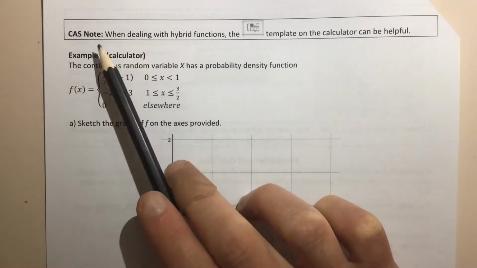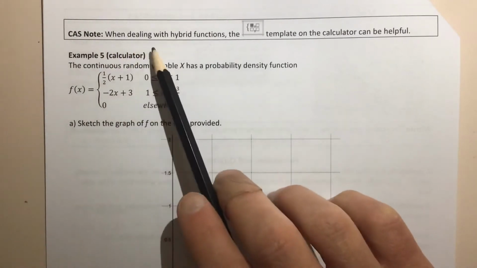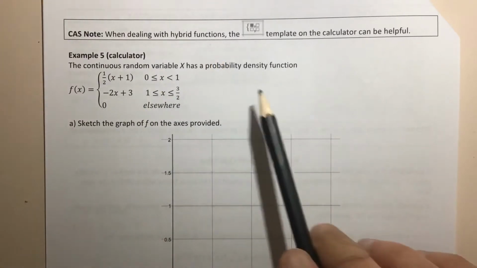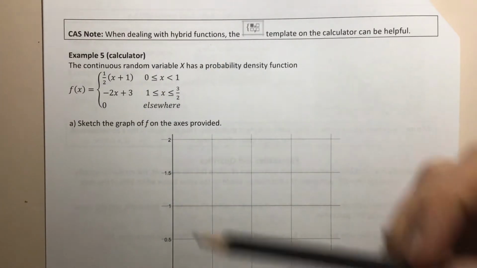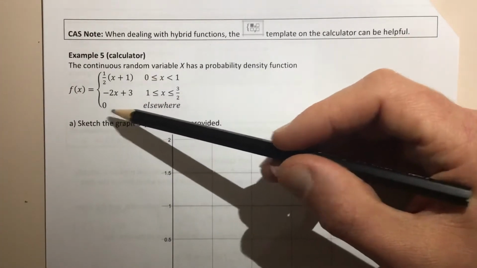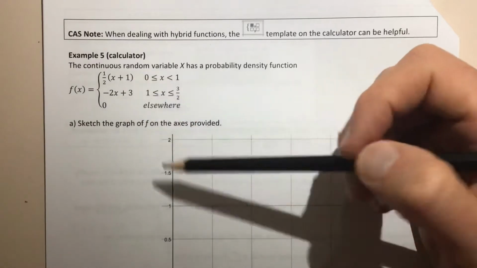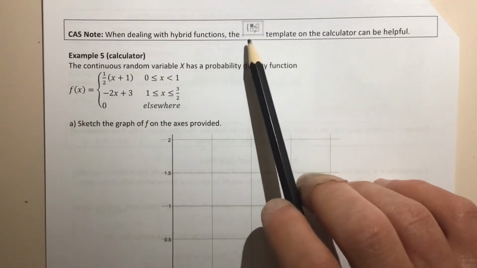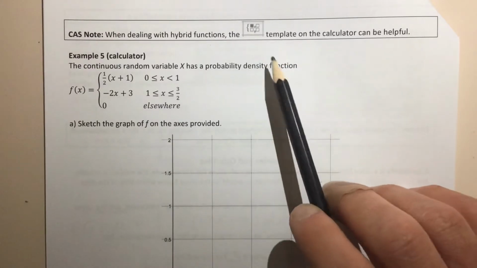So I'll just put this note here because it's useful for the next example, that when you're dealing with a hybrid function, and really, all of our continuous probability density functions have been hybrid functions so far, but I'm talking about where you've got two different rules for two different sections and then zero elsewhere. So you've got three or more sections to deal with. This little button, this template, which can be found on your calculator, is quite useful for not only sketching the graph, but also working out probabilities.